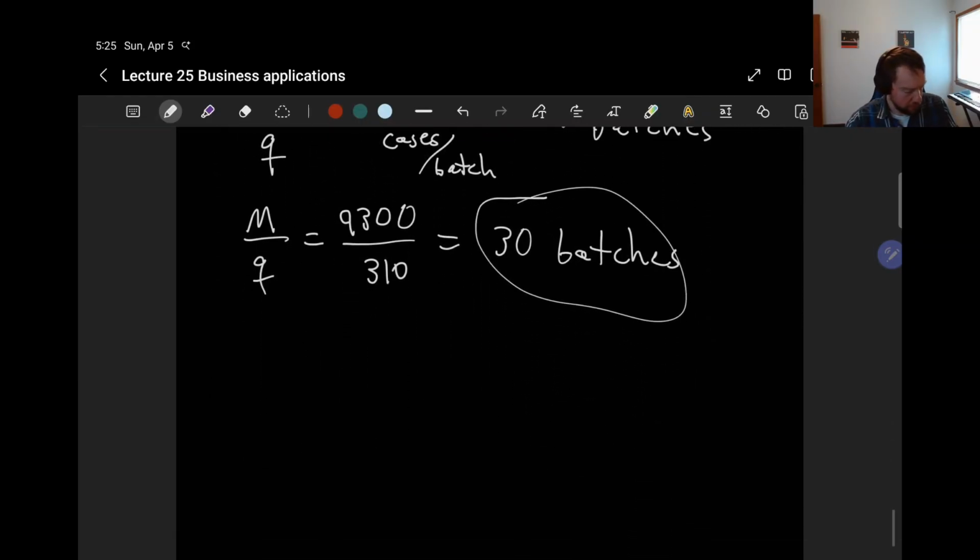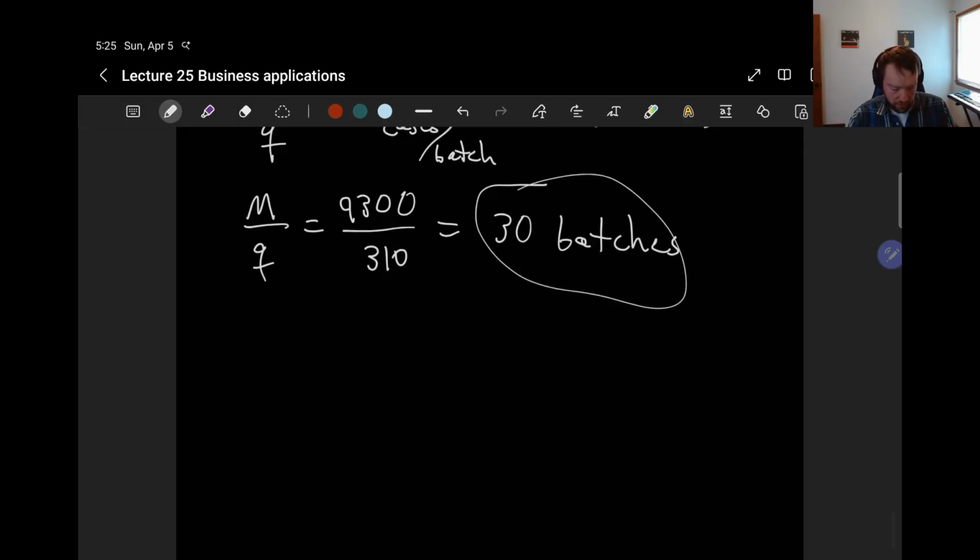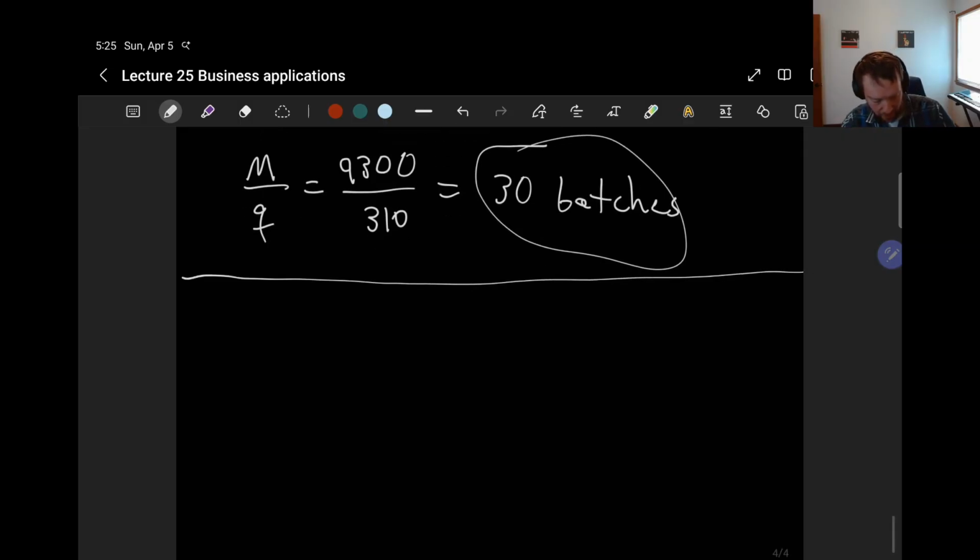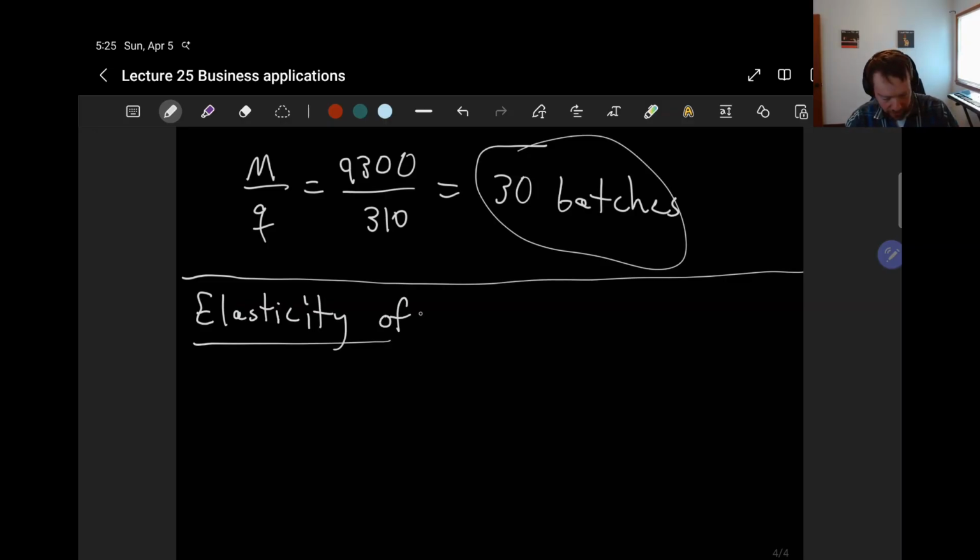Okay, so I do want to move on to elasticity. So this is a different topic, but still within business applications. In particular, let's give the full title, Elasticity of Demand.